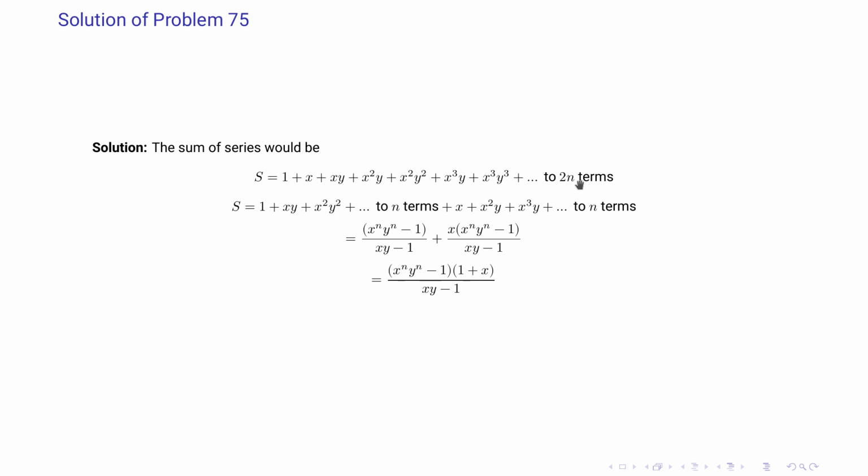So we separate these out into two series. That is 1 plus xy plus x square y square up to n terms, and x plus x square y plus x cube y square up to n terms. So here if you see, xy is the common ratio in both the series, and 1 is the first term here and x is the first term here. So it's simply a matter of applying the formula and we arrive at the result as x to the power n y to the power n minus 1 multiplied with 1 plus x by xy minus 1.